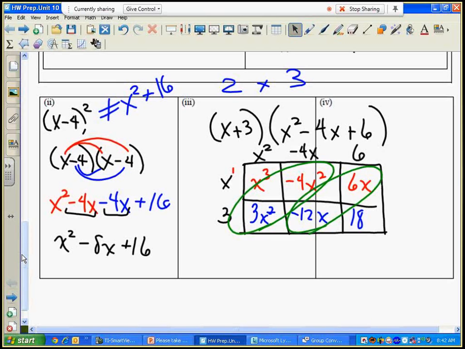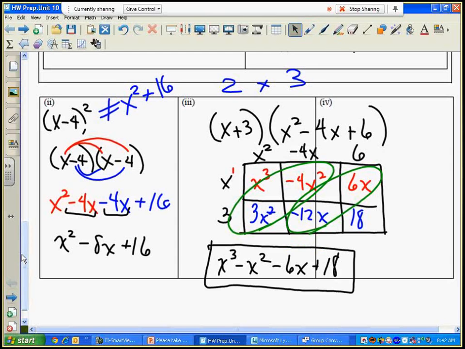So let's see what we got here. I have an x to the third to start off with. And then 3 minus 4, I have a negative 1x squared. And then negative 12 and 6 gives me a negative 6x. And then there's the 18 at the end. That is the product of that binomial and trinomial.